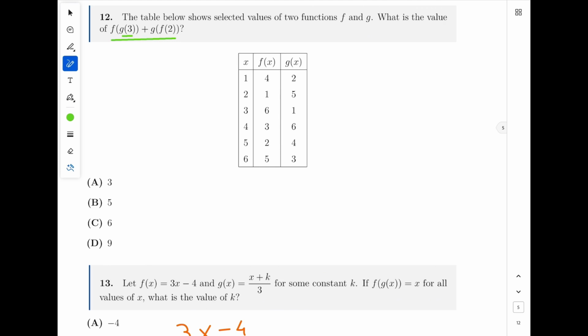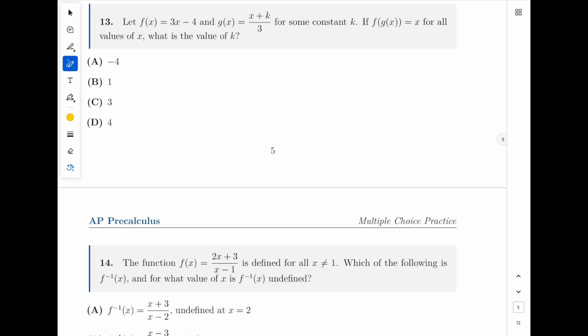What is g of 3? If you look at the table, this is g, and g of 3 is 1. So f of g of 3 is f of 1, and f of 2 here is simply 1, so we have g of 1. Now what is f of 1? f of 1 is 4, and g of 1 is 2, so 4 plus 2 should be equal to 6, and that's your answer.